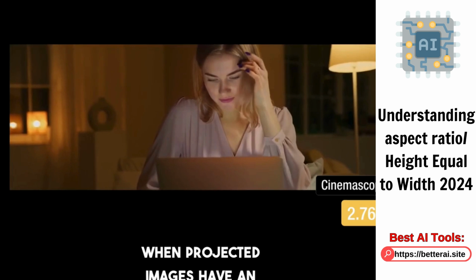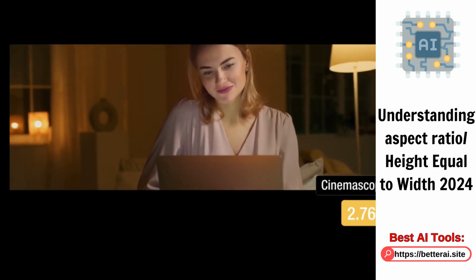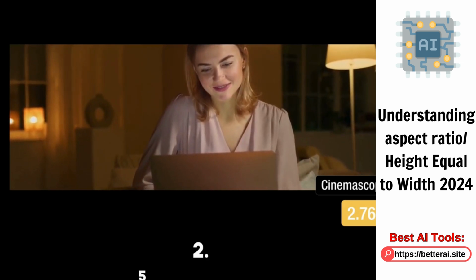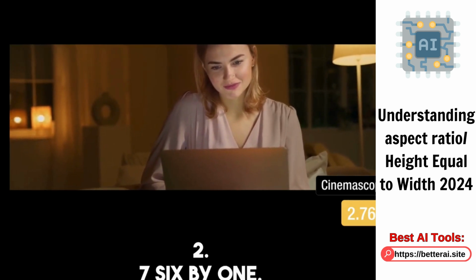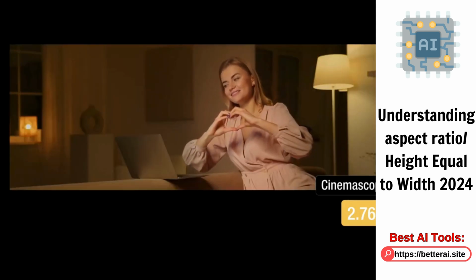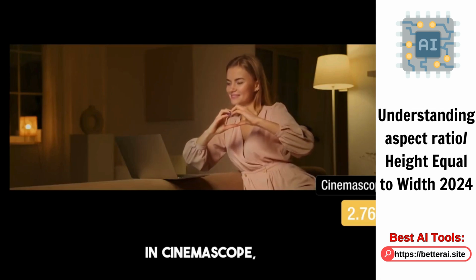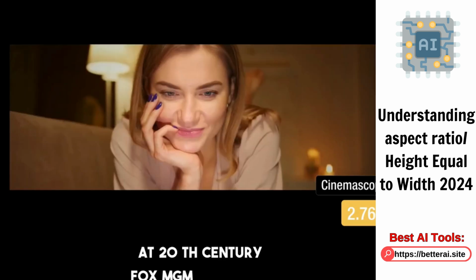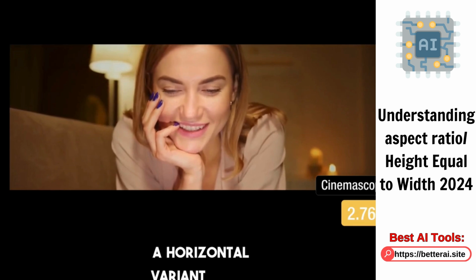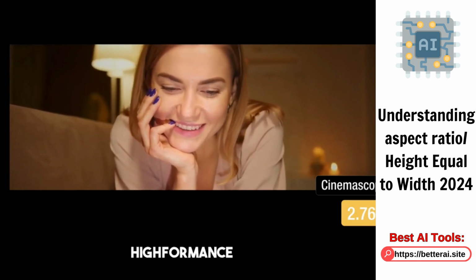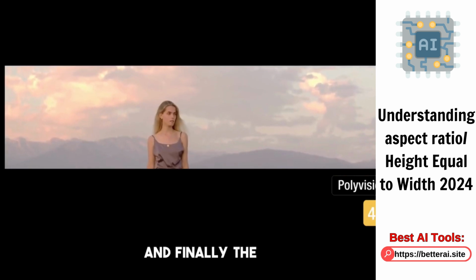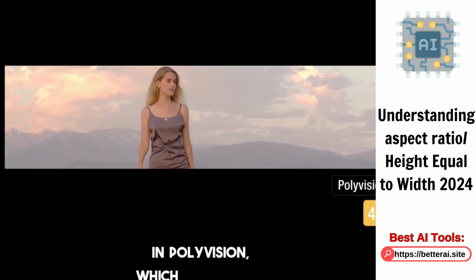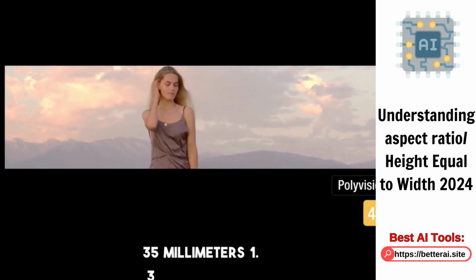When projected, images have an approximate 2:1, 2.2:1, 2.35:1, 2.39:1, 2.4:1, 2.55:1, and 2.76:1. Speaking of 2.76:1, this was the aspect ratio used in CinemaScope, a super widescreen format developed by the head of research at 20th Century Fox. MGM 65 and 70, a horizontal variant of 70mm, is used for the high-performance IMAX format. And finally, the widest of them all, the 4:1 aspect ratio, used in Polyvision, which projects three 35mm, 1.33:1 images side by side.